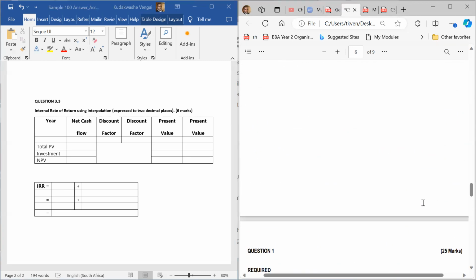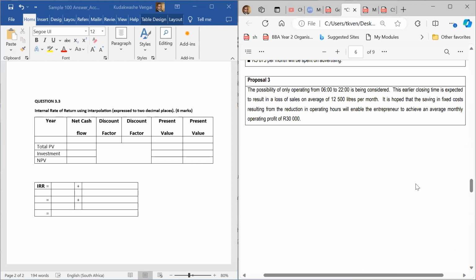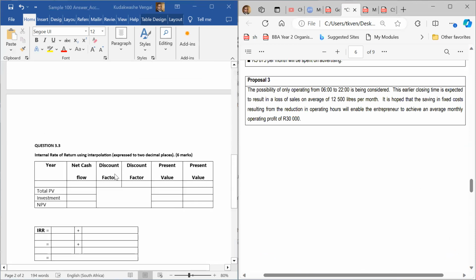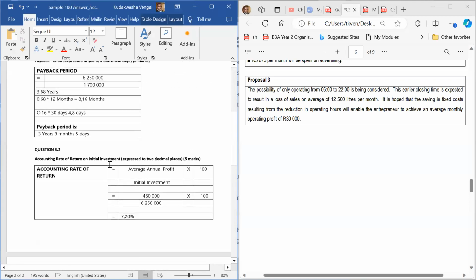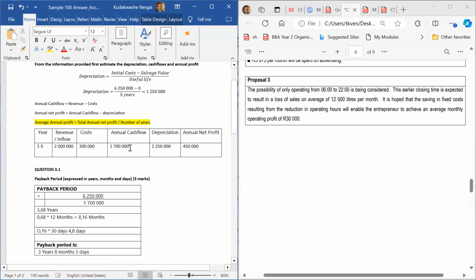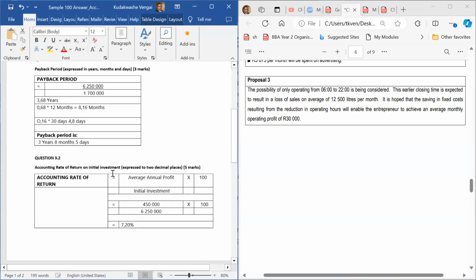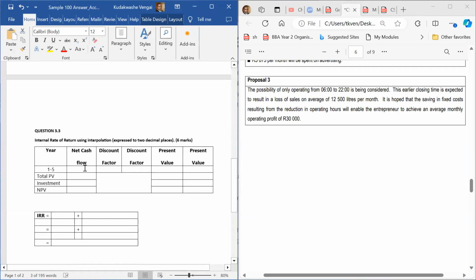So for you to calculate the internal rate of return, you're going to need the cash flows, the annual cash flows. So from year number 1 up to year number 5, our annual cash flow, remember we already calculated this and we said it was 1.7 million, right? So I'm going to indicate here 1.7 million. These templates that I'm showing you are from your study guide, so that at least you write it exactly the way the lecturer wants you to write it.